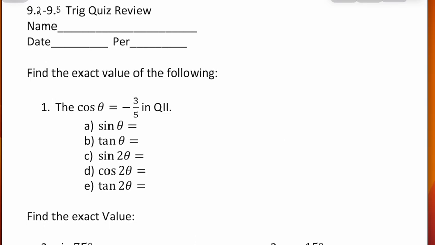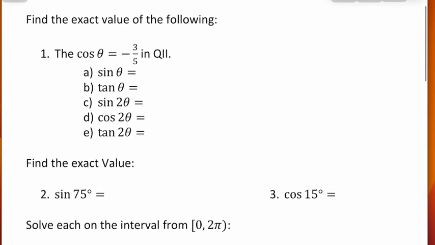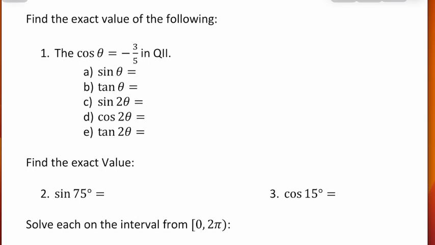So this is the 9295 quiz review. We are going to have a quiz tomorrow over those sections that will look very similar to what you see here. So use this as a study guide. Let's start with our first problem here. It says to find the exact value of the following items.